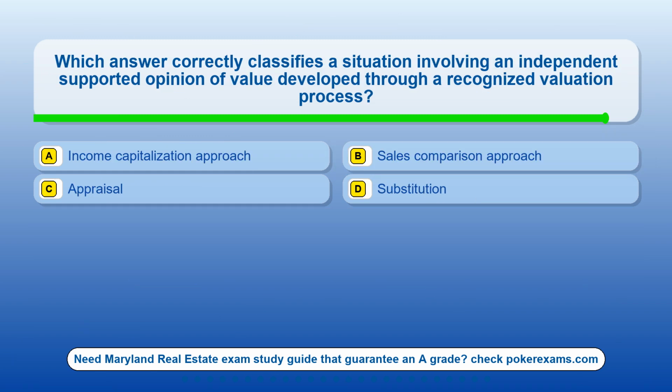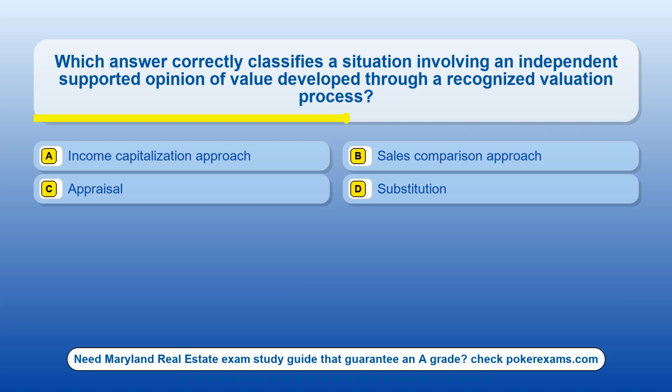Question 5. Which answer correctly classifies a situation involving an independent supported opinion of value developed through a recognized valuation process? Option A, income capitalization approach. Option B, sales comparison approach. Option C, appraisal. Option D, substitution.